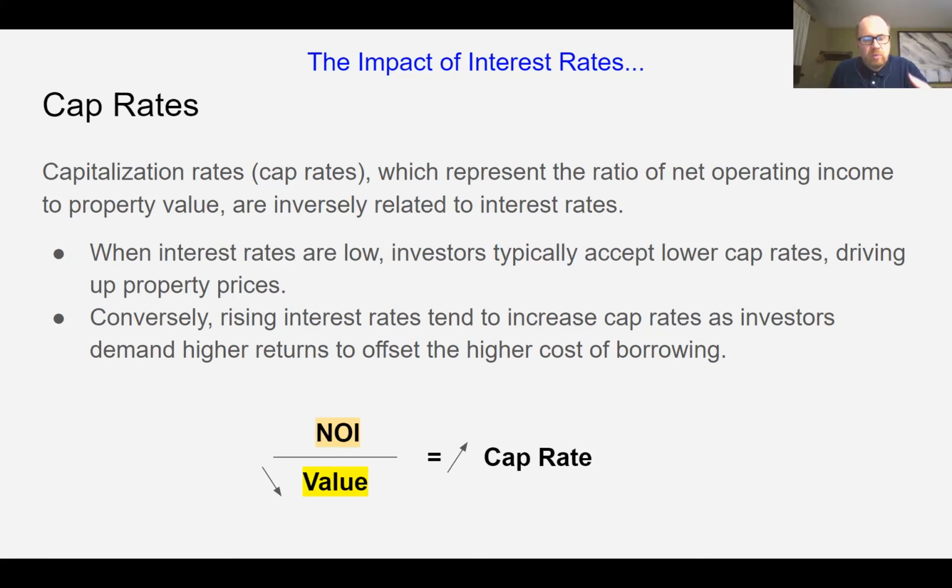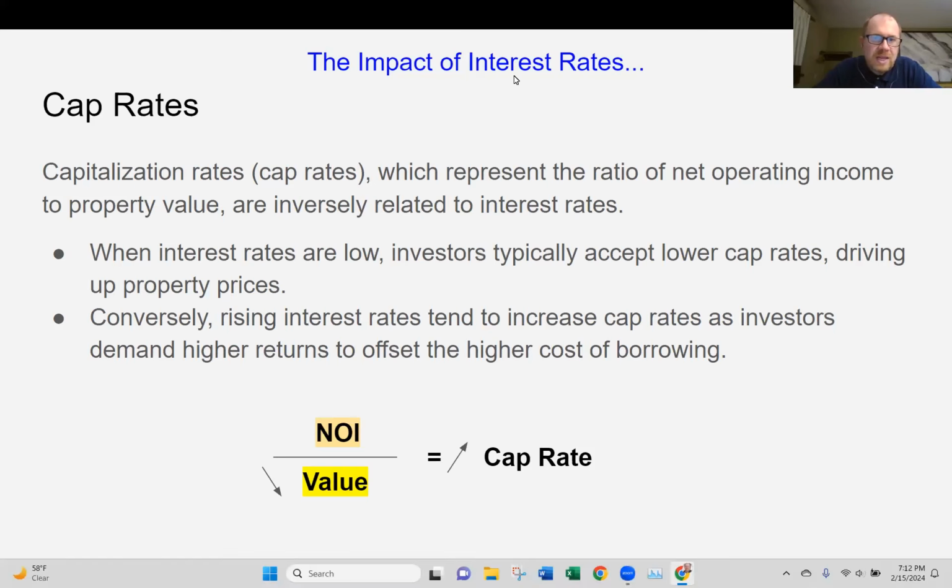What we explained on the prior slide regarding the value, the direct effect of a lower valuation when there's a higher interest rate, is a higher cap rate. I think this cap rate slide and the valuation slide are really saying the same thing.